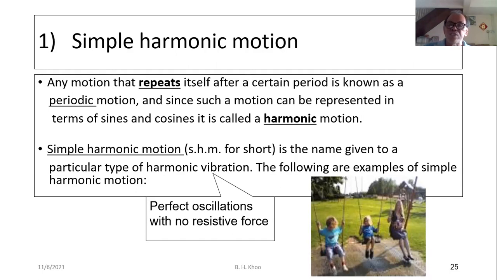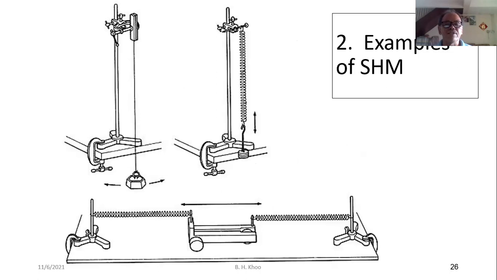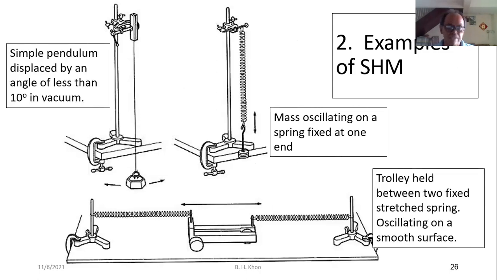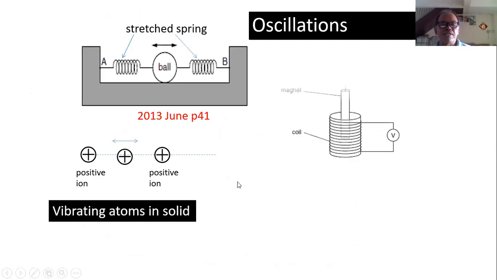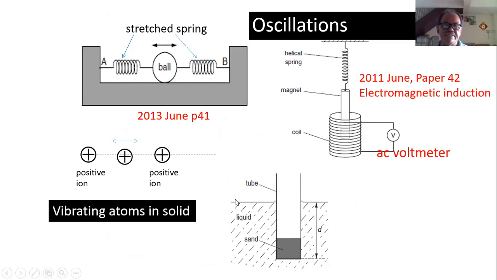We do see that when you push your sister on a swing in the playground, after a while it will stop. That is the oscillation, but that's not perfect. That's called damped oscillation, which we'll study later on. For now we'll study oscillation that goes to and fro forever. So these are some examples: a simple pendulum oscillating less than 10 degrees, that means small angle, a mass vibrating up and down, or a trolley between two springs vibrating left and right. These are some other examples which you don't need to bother about, just for your knowledge.